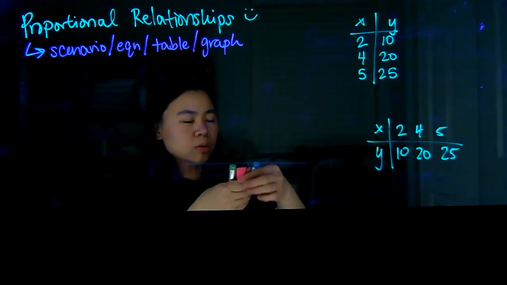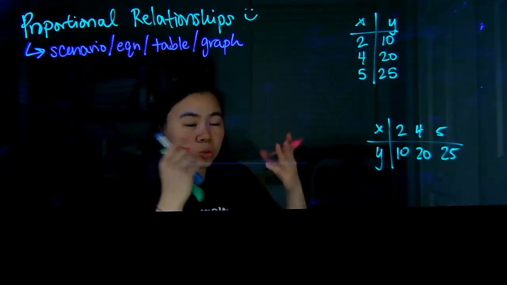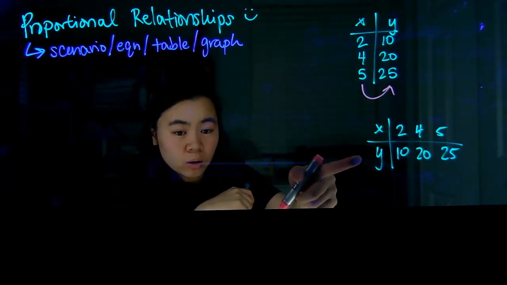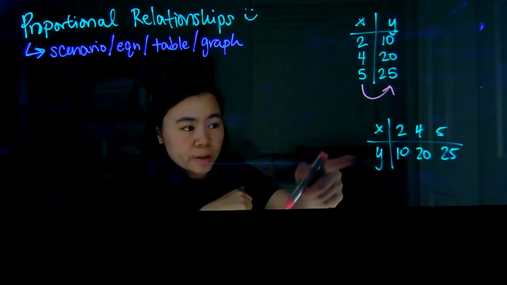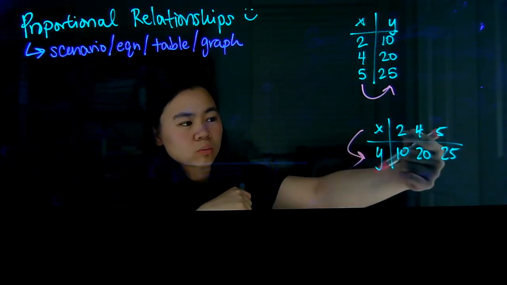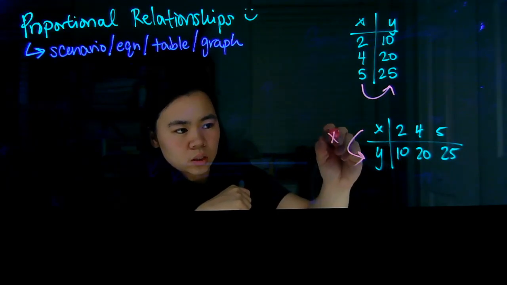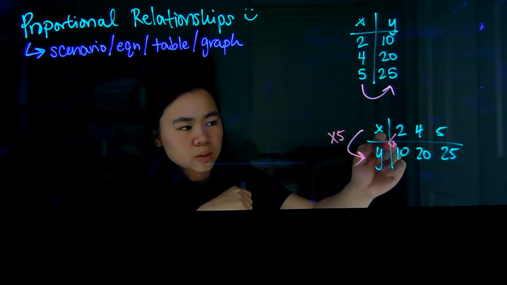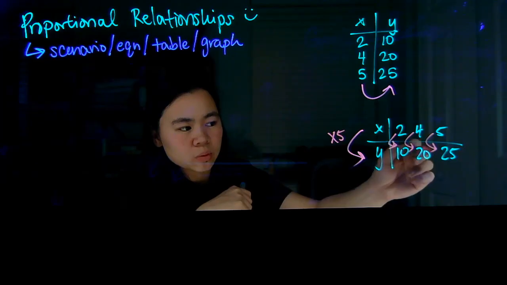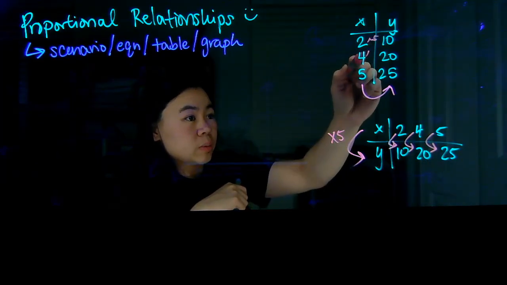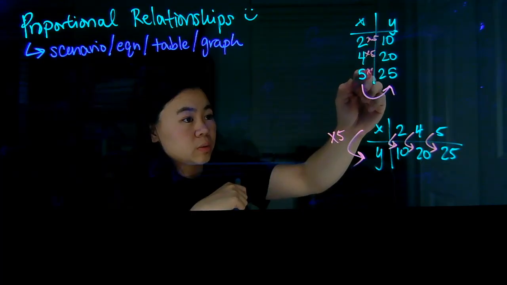For your equation, remember we're trying to figure out some sort of multiplication or division rule going from x to y. If your table is horizontal, you're just going down. What do I have to do to this to get 10? Times 5, right? It's times 5 going down. That's times 5, times 5, times 5. That's what we see up here too.